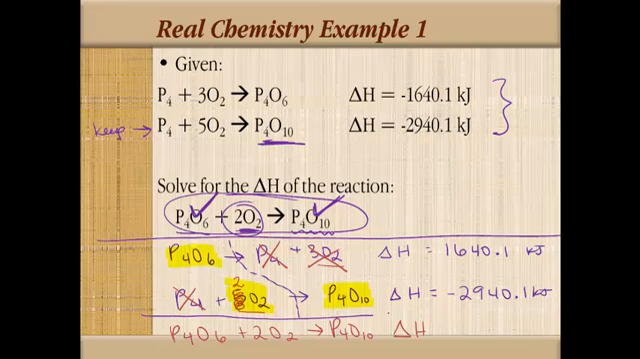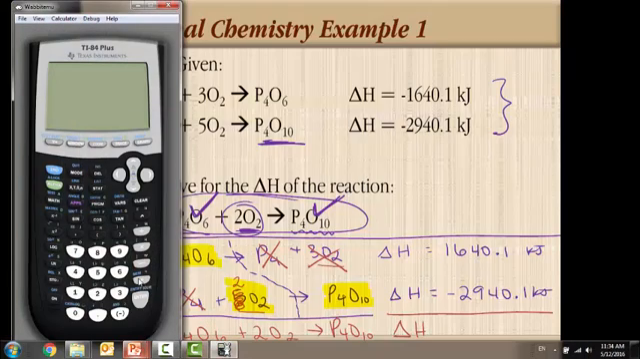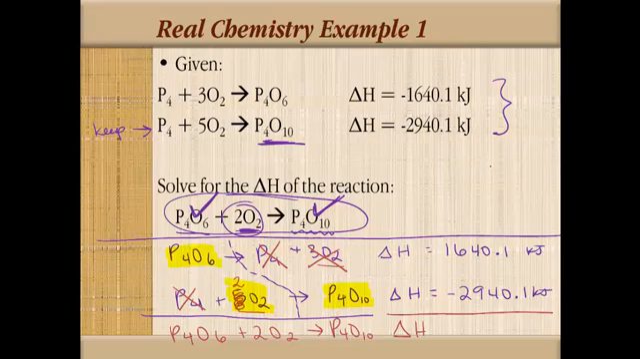And my delta H is going to be the sum of what I'd written over here on the side. So I'm going to switch to my calculator real fast. And we're going to add those up. So 1640.1 minus 2940.1. So our final delta H is negative 1300. So our answer is negative 1300.0 kilojoules. That's the right number of sig figs. It should go to the same place value as the ones that you added up. So that's our first example of Hess's law.